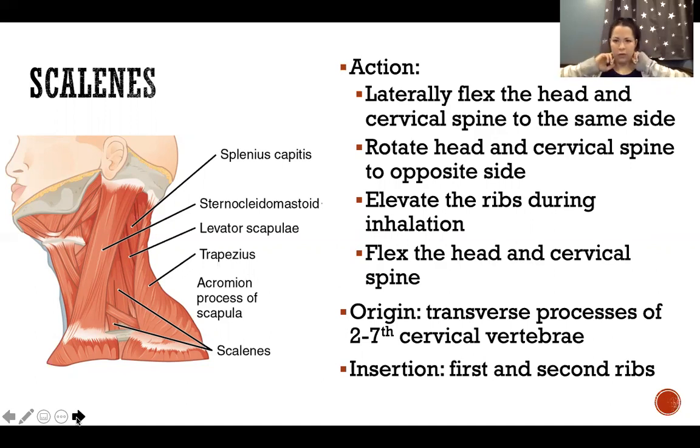Also, if we keep the head still and it pulls up, it will help elevate the ribs during inhalation. And then if they work bilaterally, meaning both sides contract at the same time, it will flex the head and cervical spine.